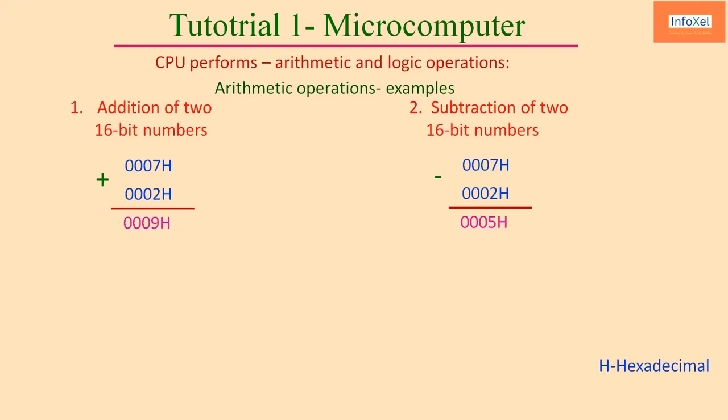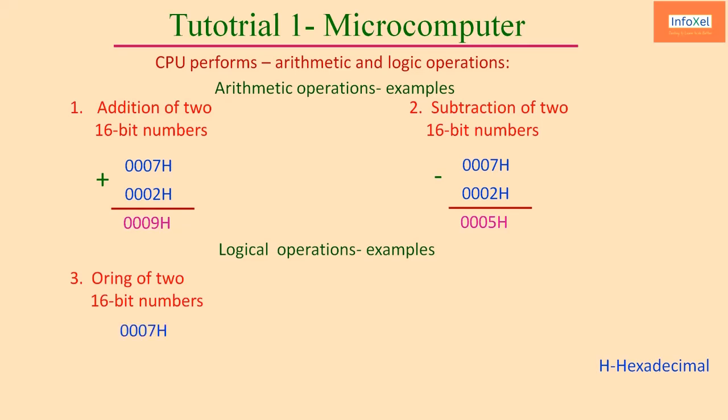Now we will move on to the logic operation examples. OR operation, ORing of two 16-bit numbers. I'll consider the same two numbers, 0007 OR 0002. The result is 0007. In the next video, I will discuss the OR operation and AND operation in detail. Now we'll see the demonstration of this OR operation.